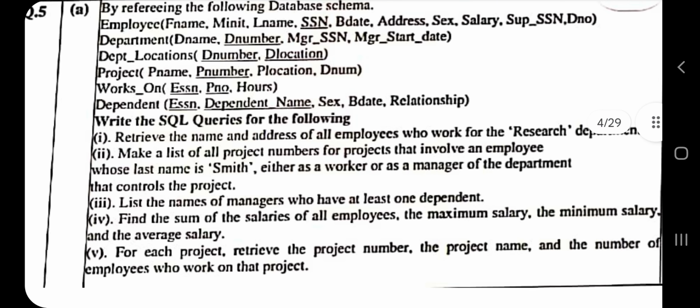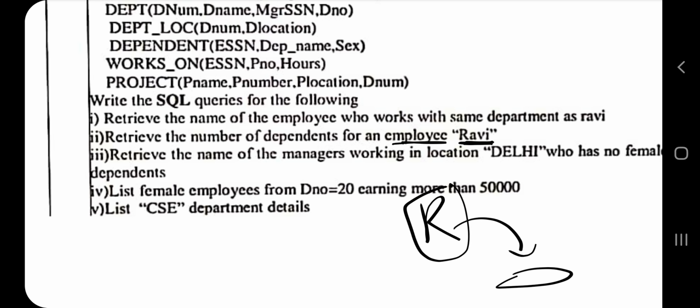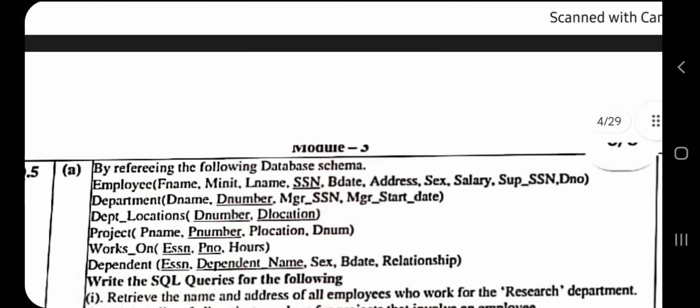Count star from dependent. Next, let's see what they have asked: for an employee Ravi. So Ravi is here. Ravi is a supervisor and he has dependents. So there are 3 dependents for Ravi, and what we have got is the count star of dependents of whom? Ravi.